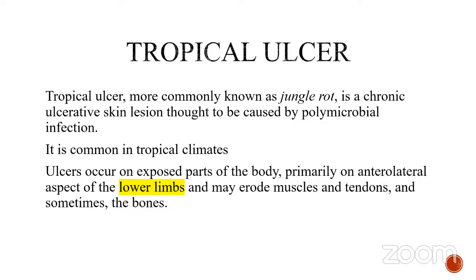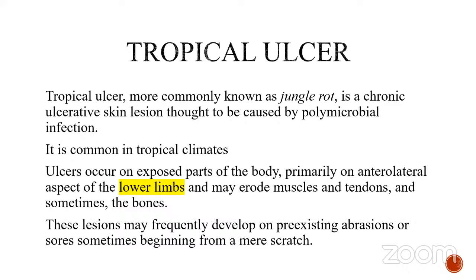Ulcers occur on exposed parts of the body, primarily on the anterolateral aspect of the lower limb, and may erode muscle and tendon, and sometimes even the bone. The lesion may frequently develop on a pre-existing abrasion or sore, sometimes beginning from a mere scratch. So this happens in tropical countries where people walk barefoot. What happens is that initially, if they have a tiny scratch on their leg, and if polymicrobial infection happens to that area, that can lead to ulcers.